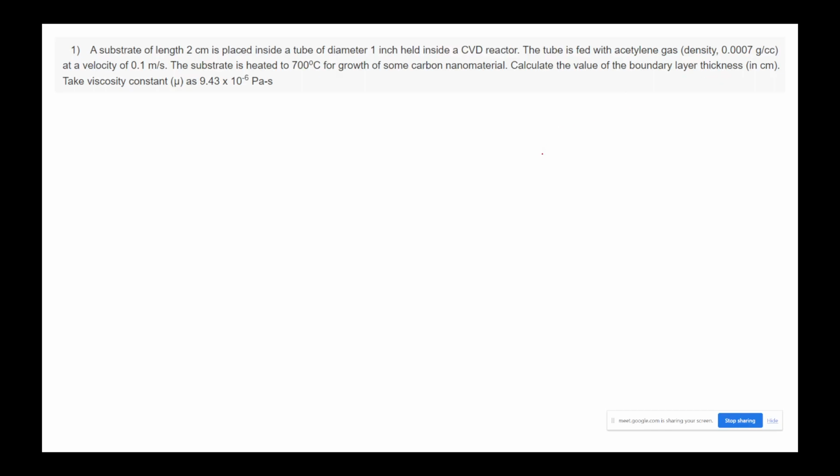Viscosity constant is given. So here, in the very initial slide, I have explained the boundary layer thickness in the first slide. The formula you can write here: Reynolds number equals rho into v into L divided by mu. Here rho is the density of the gas, v is the velocity of the gas, L is the characteristic length, and mu is the viscosity of the gas.